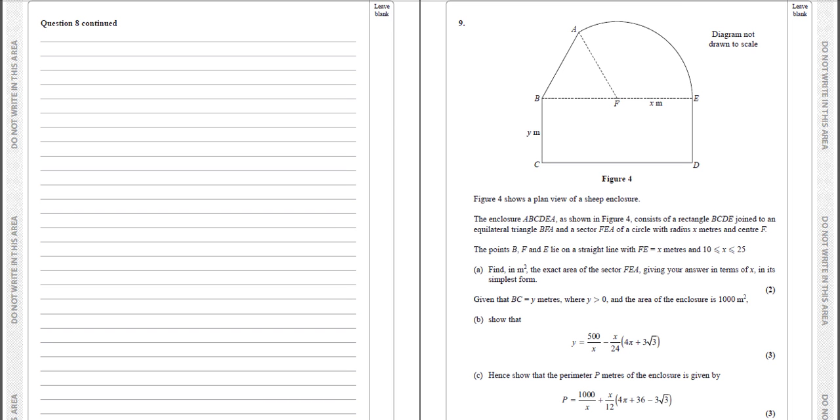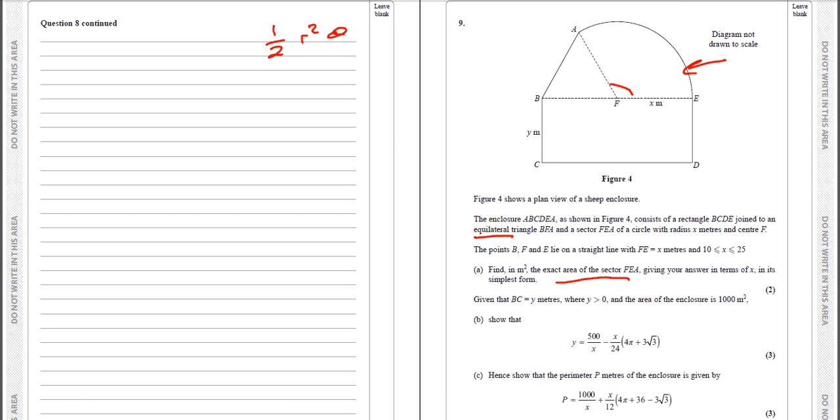So we've got an enclosure ABCDEA, which holds sheep. And it consists of a rectangle, BCDE, and an equilateral triangle. Now, equilateral triangle there, that's going to be important in this question. And sector FEA over here. Now, what we've got to do is work out the exact area of sector FEA. Now, to work out the area of a sector, it's going to be half r squared theta. The theta is this angle here.